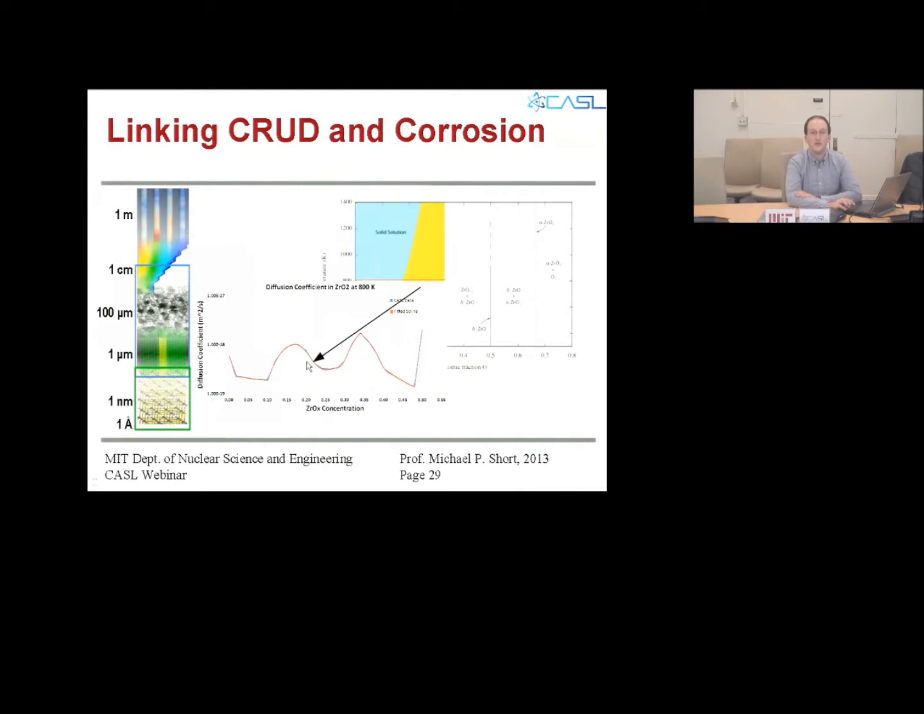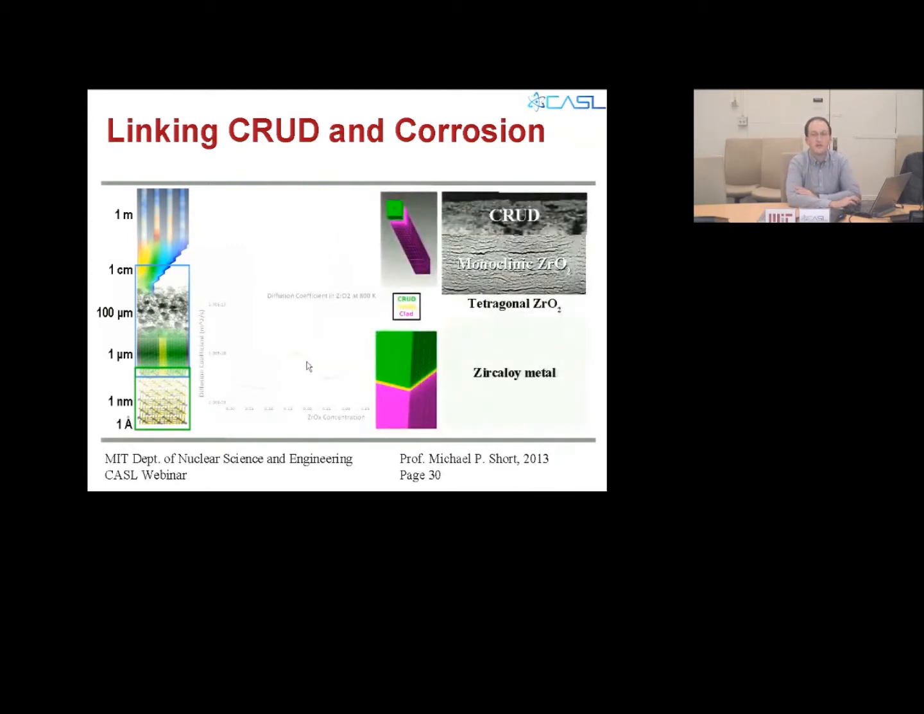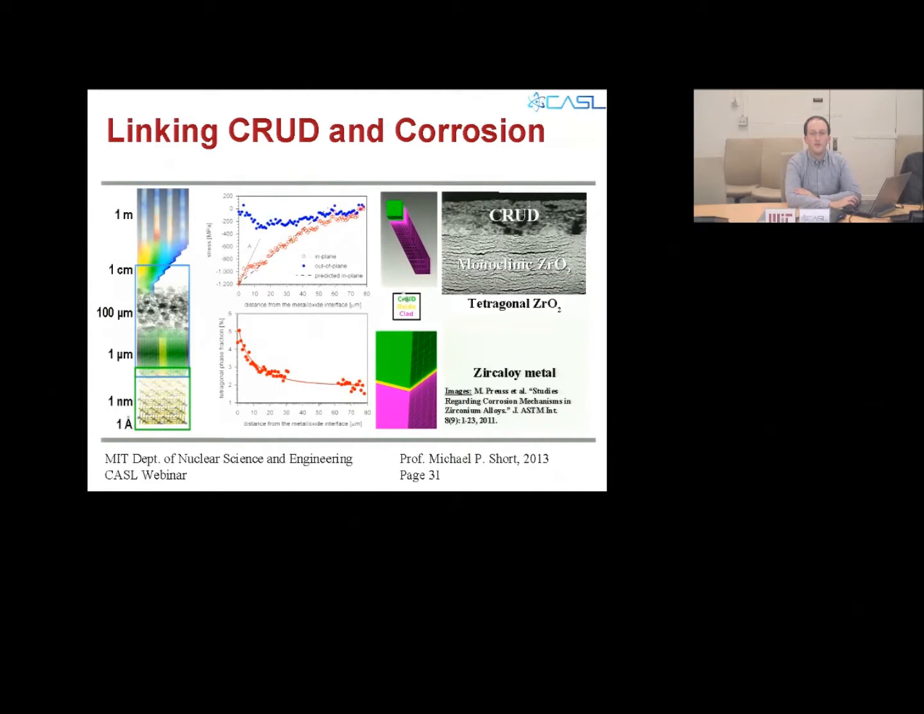We use those diffusion coefficients and start to compute things like how quickly does oxygen diffuse from the CRUD into the oxide, and what sort of phase changes happen within the oxide. And we can even take into account things like compressive stress from the metal-oxide interface and figure out when we get runaway corrosion in zirconium oxide. And I have some results that aren't ready to show, but to give a preview, we're finding that there's a certain temperature beyond which corrosion sort of takes a runaway.